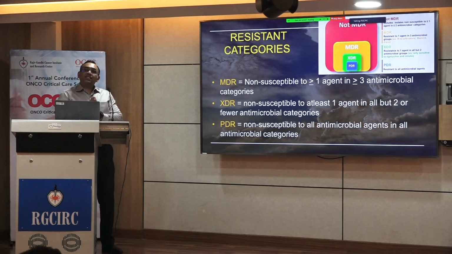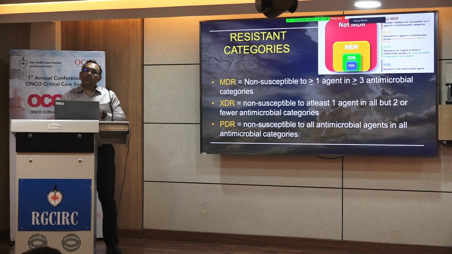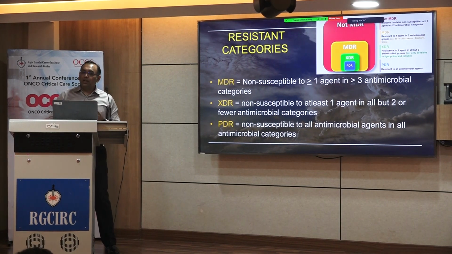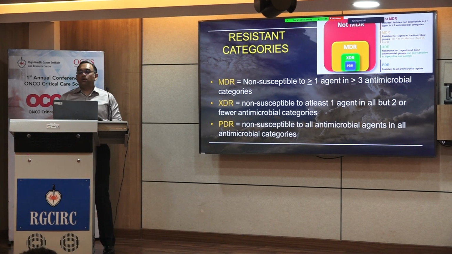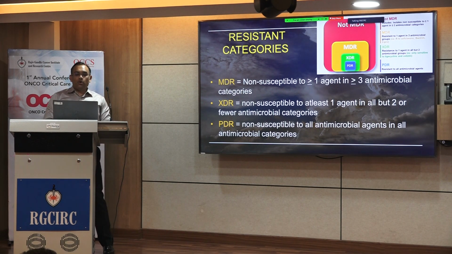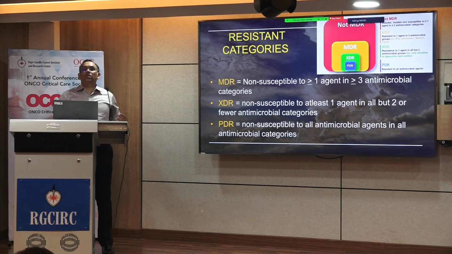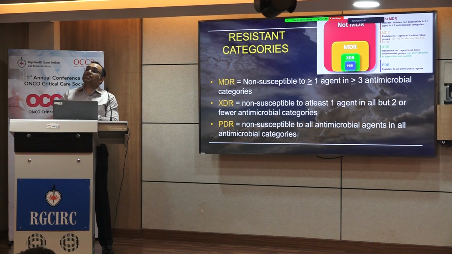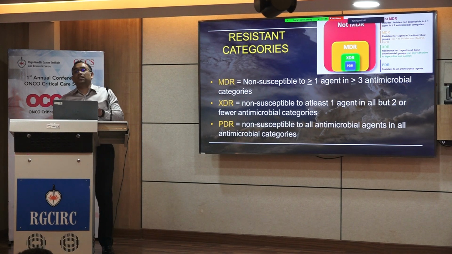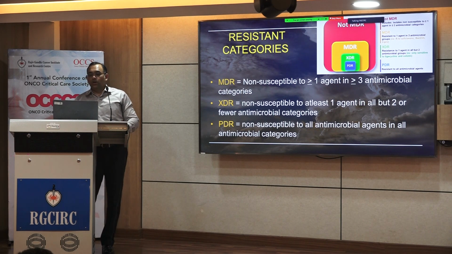When we talk about resistant categories, we know these terminologies: MDR, XDR, PDR. So multi-drug resistance, extensive drug resistance, or pan-drug resistance. Definition-wise, MDR stands for non-susceptible to at least one agent in three or more classes of antimicrobials. When we talk about XDR, they are only susceptible to, let us say, tigecycline and colistin. This is what we see in our culture reports. And PDR means it is resistant to everything. So even tigecycline and colistin are resistant, and this is the difficult-to-treat bug that we are talking about.